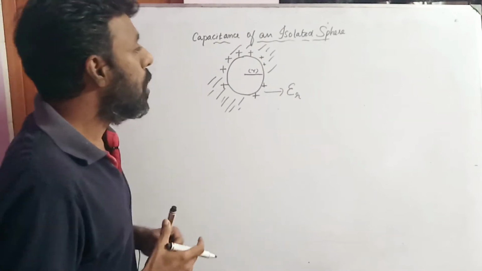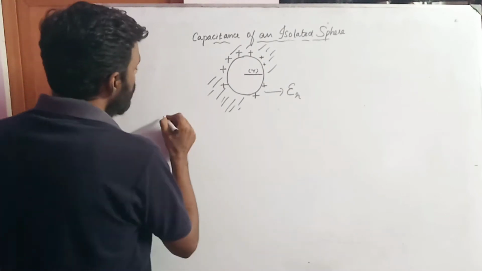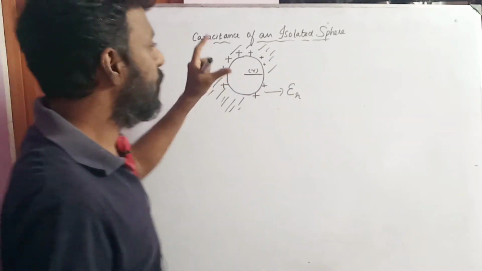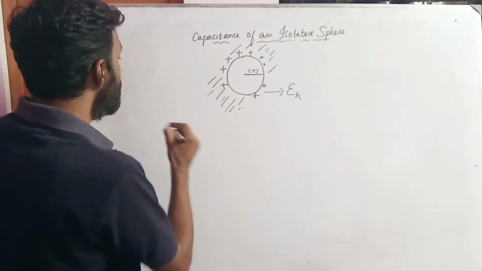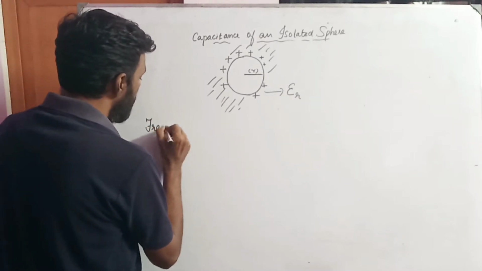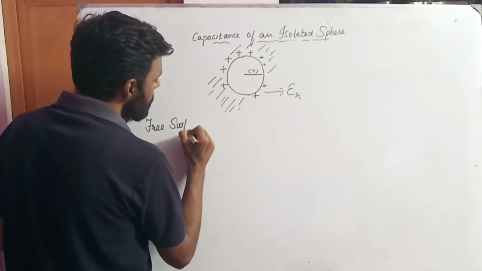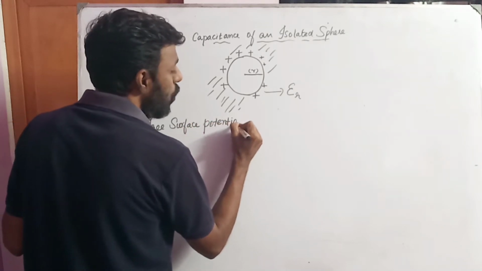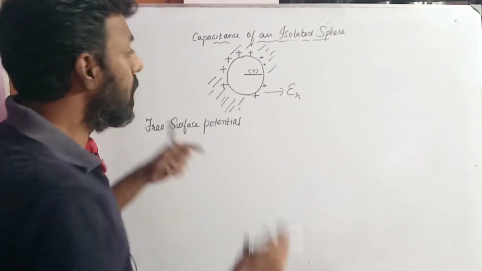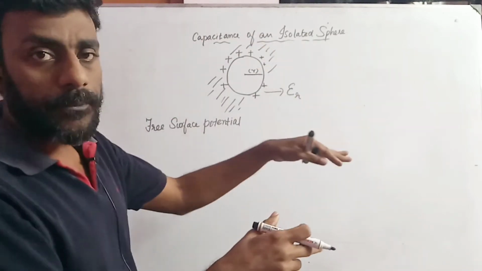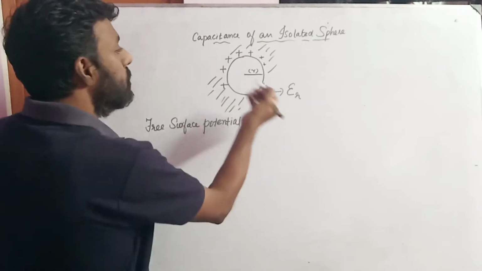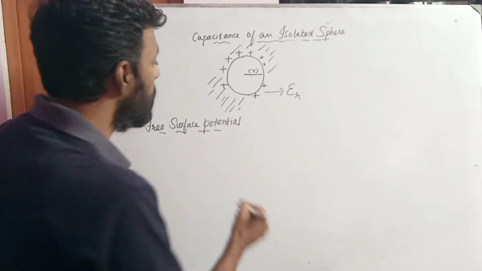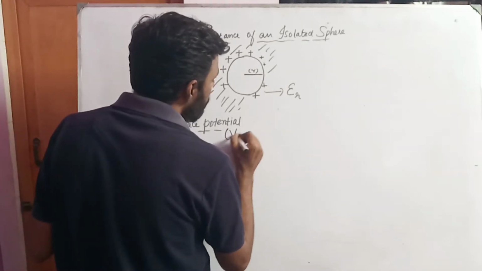Now what we need to do first is find a parameter called the free surface potential. What is potential all about? Potential is nothing but the voltage that exists across the capacitor, or the voltage that exists across the sphere. This is the free surface potential, indicated by capital V.